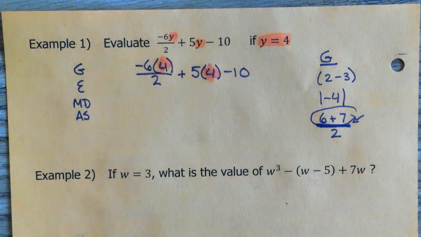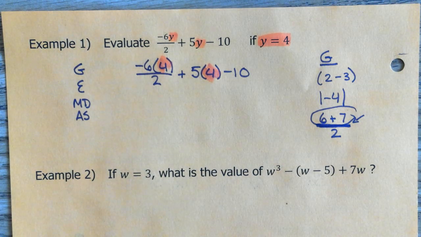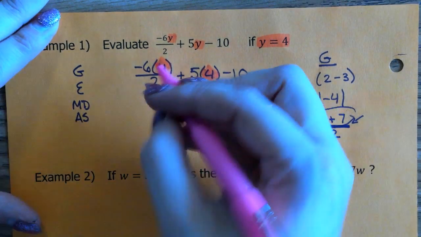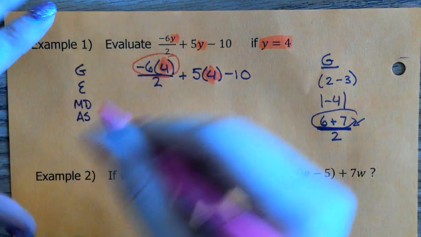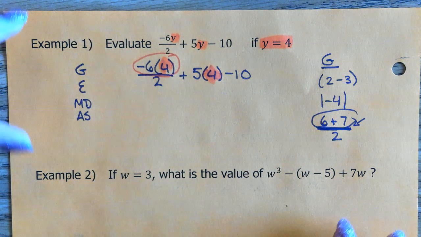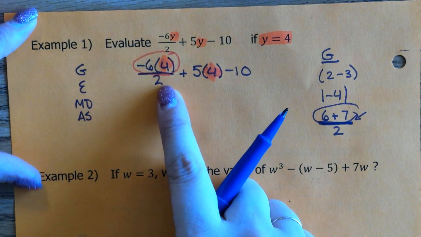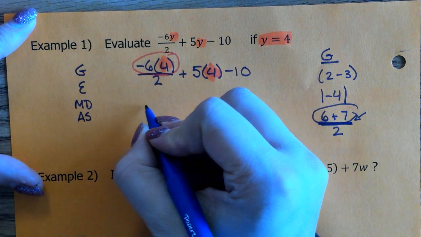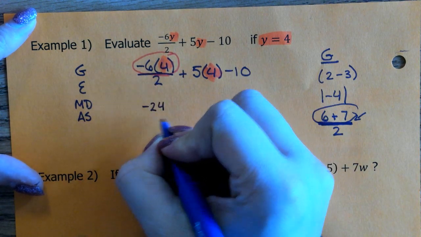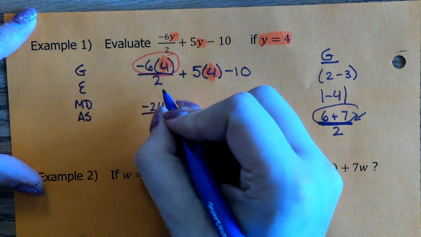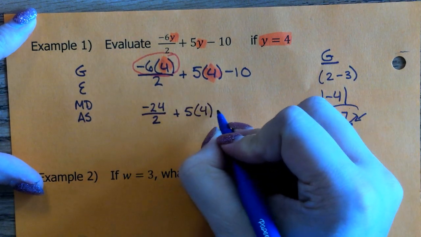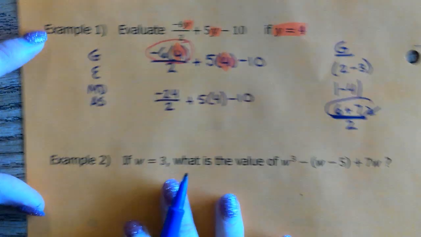So if I look at this first one, see negative 6 times 4 divided by 2 plus 5 times 4 minus 10. This is a group. Negative 6 times 4 is a group. It's on top of the fraction. I have to do it before I could do that divide. So negative 6 times 4, that's negative 24. And then everything else is going to come down. So that 2, the plus 5 times 4 minus 10.